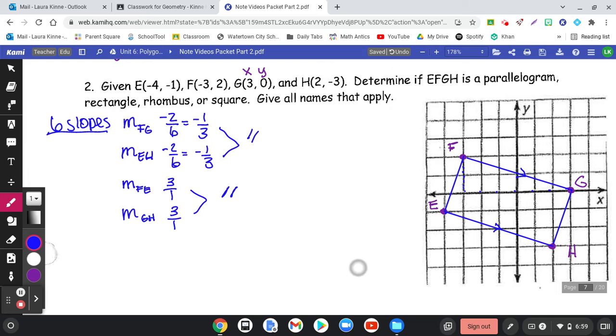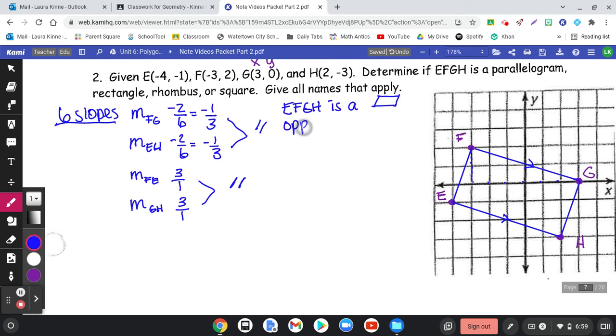So we're just going to make a statement. EFGH is a parallelogram. And remember, you can use the parallelogram symbol. It just looks like the parallel symbol, but then connect the top and bottom. It is a parallelogram because the opposite sides are parallel. They have the same slope. All right, so we proved a parallelogram.